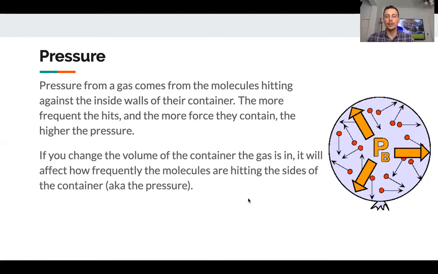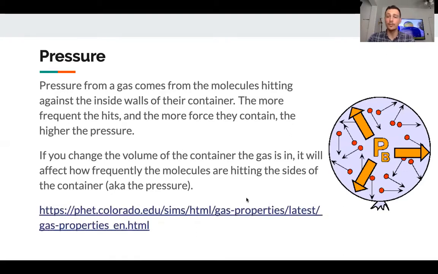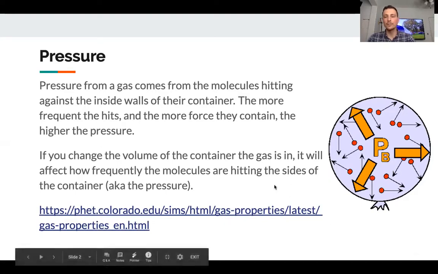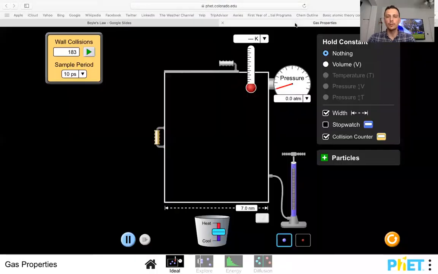And so we're going to figure out how it does that, and we're going to use the PhET simulation that I showed you guys the other day. So there's a link here for when you guys click on the PowerPoint later on, but I will pull that up. And here we have our simulation.